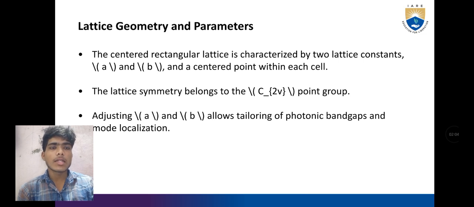Lattice geometry and parameters. The center rectangular lattice is characterized by two lattice constants, A and B, and a centered point within each cell. The lattice symmetry belongs to the C2v point group. Adjusting A and B allows tuning of photonic band gaps and mode localization.